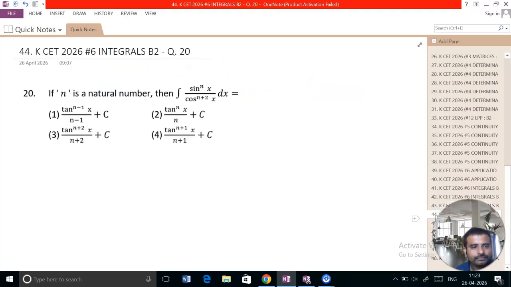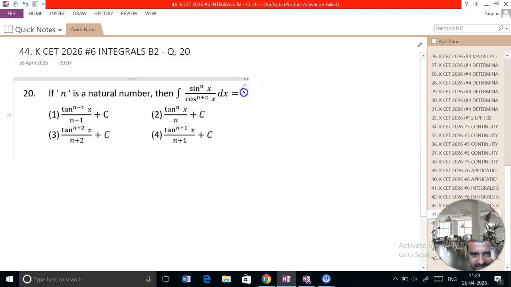Let's move on. Question number 20. N is a natural number, then the integral of sine power n x divided by cos power n plus 2 x with respect to x. I already mentioned, whatever function they are going to give, if it is possible, we have to simplify first.